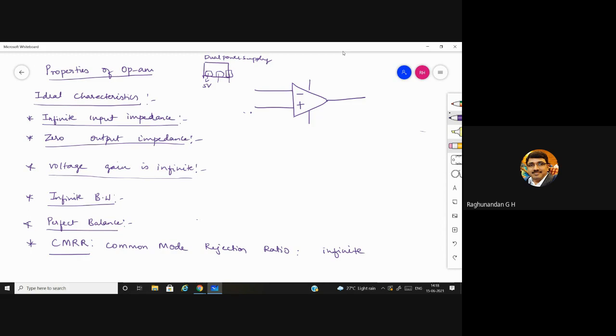At a time, it acts like 2 or 3 power supplies. You can take the output from here, here, here. This is a fixed value, but these are the variable power supply terminals which you are having. So that's why we call it dual power supply, not triple or something else, because this is fixed. Only these two are dual.